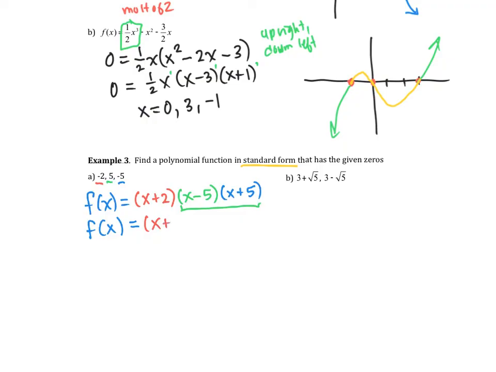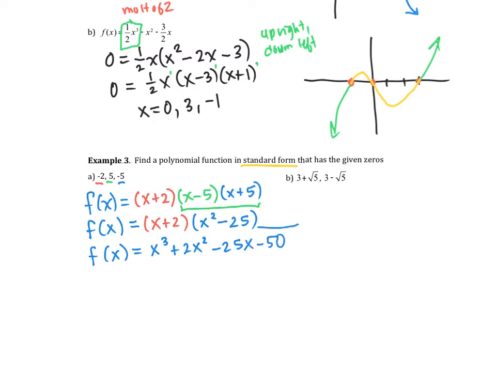The order, though, does not actually matter, but I can tell this is a difference of squares. So that's going to be x squared plus 5x minus 5x cancel minus 25. And then I can distribute these two binomials out. What is that? x to the third plus 2x squared minus 25x minus 50.